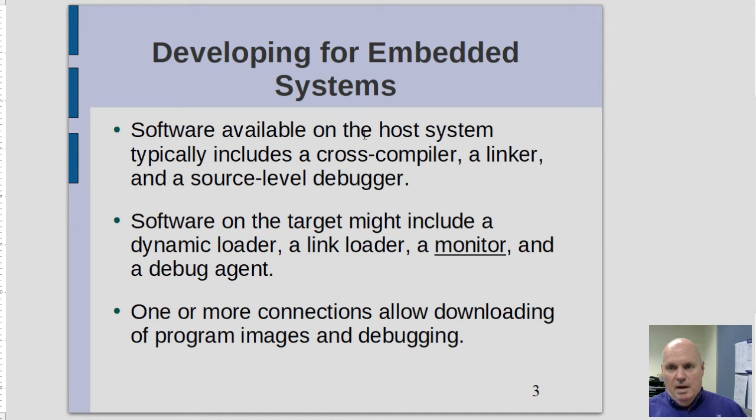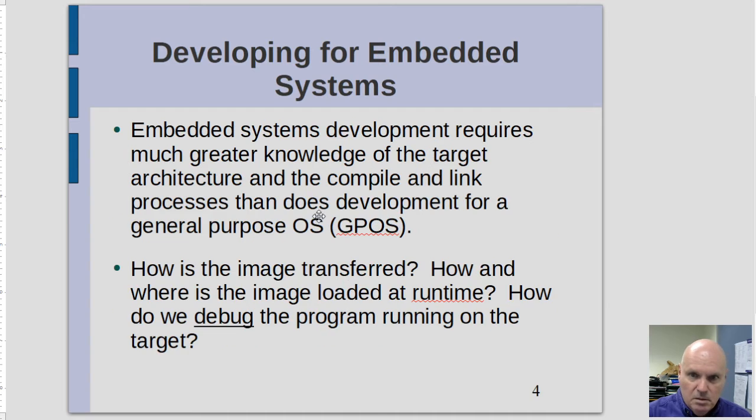So you have to have a cross-compiler, a linker, and a source-level debugger, all running on the host system, designed to produce machine code for the target processor. On the target, you typically have some sort of embedded loader to start up your application once you power it on. These go by different names or have different capabilities: a dynamic loader, link loader, monitor, or debug agent. To develop for an embedded system typically requires a lot more knowledge of the target architecture and the compile and link process than development for a general purpose OS.